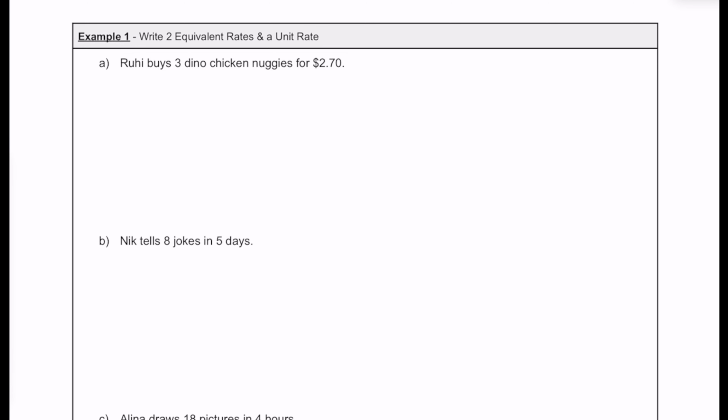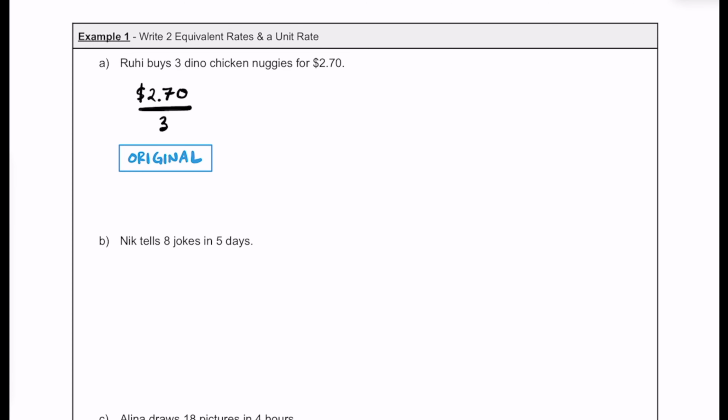So typically you would write the rates with money first. So we're going to write this in fraction form, but it's going to be $2.70, and that's for how many of these Dino chicken nuggies? Well, that's going to be for 3 of them. Since the money is already labeled, I'm just going to write 3 on the bottom because I think that's clear that that's not talking about the money. So that's the original rate here. So this right here is the original rate in the problem.